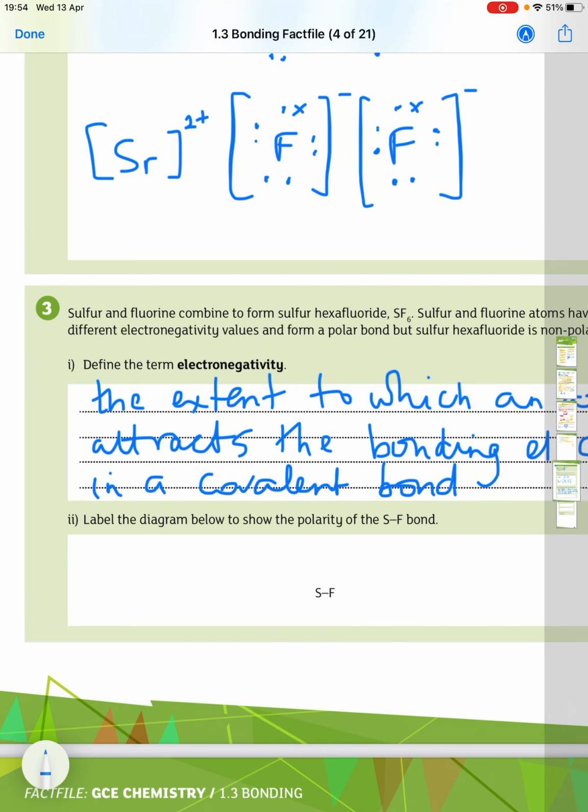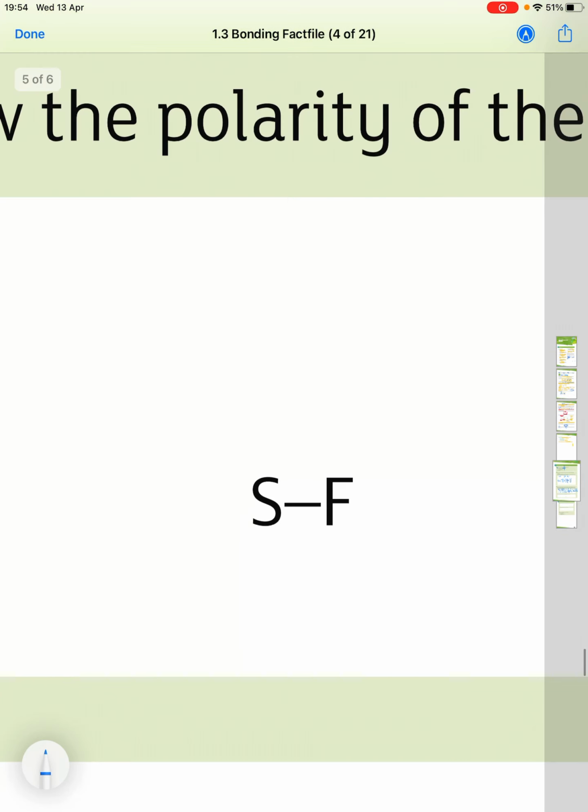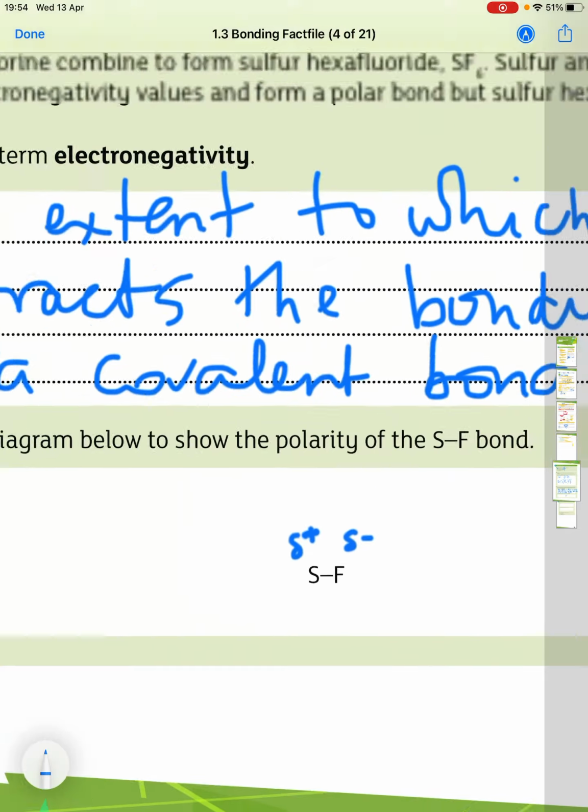So part 2, label the diagram to show the polarity of the S to F bond. So we know that fluorine is the most electronegative atom, so it's going to be delta minus, and sulfur then delta plus.